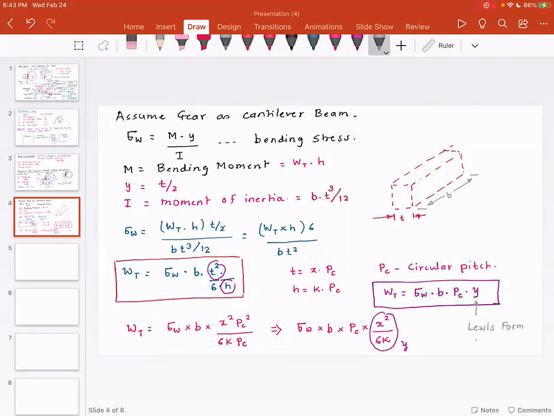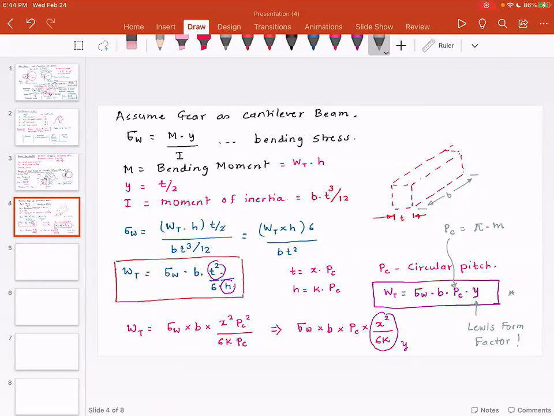Form factor. And this is just a number. Now, as you know, PC is the circular pitch that can also be expressed as pi times module. So this can also be substituted in this equation. And now your equation is going to be WT is equal to sigma W multiplied by B multiplied by pi times M multiplied by Y. And that is the fundamental equation that we will use in the gear design.